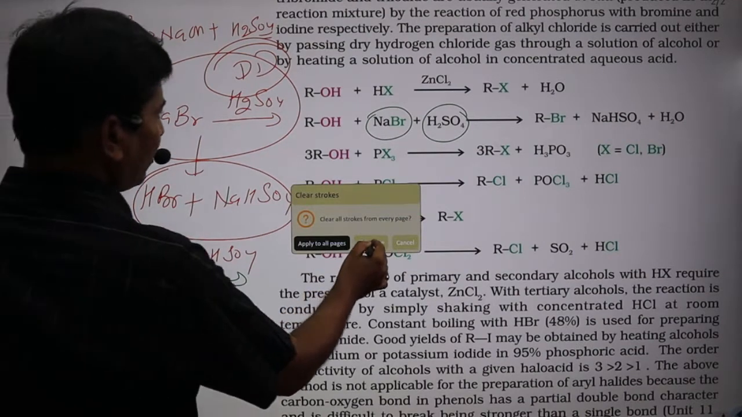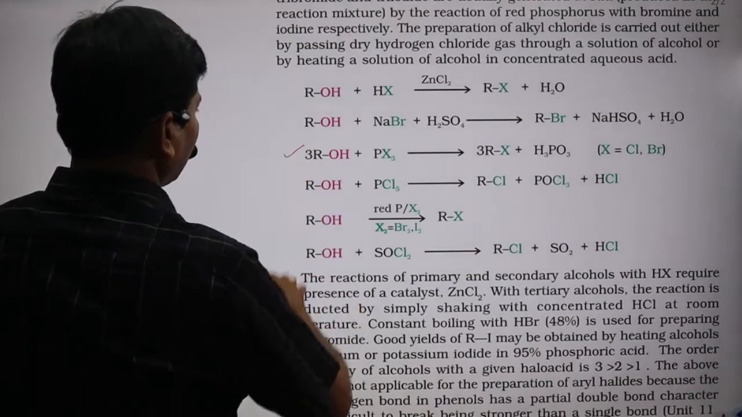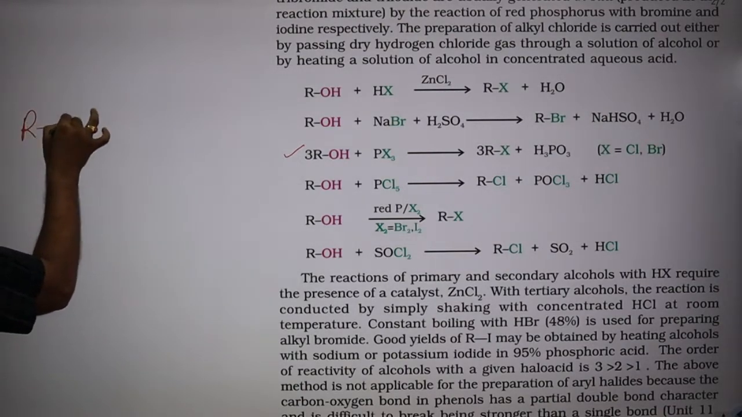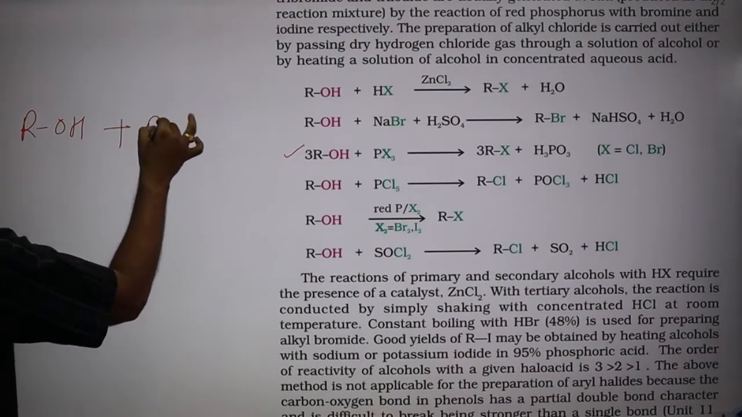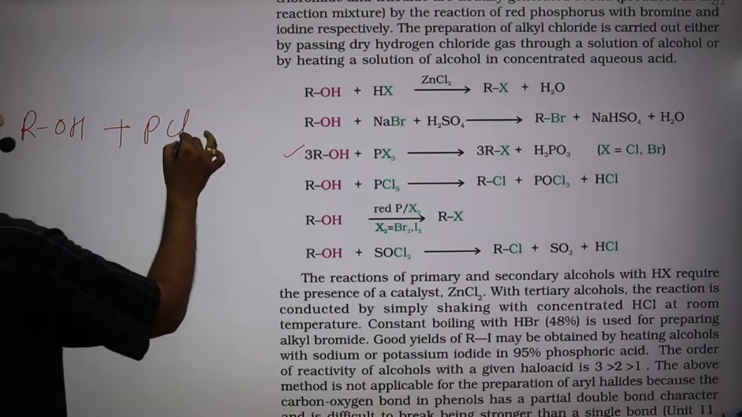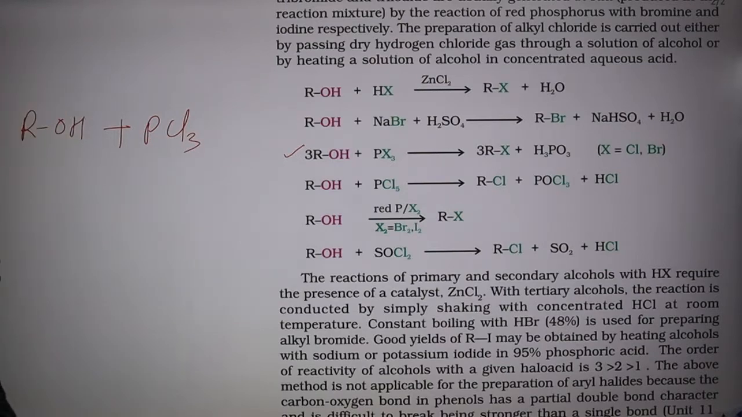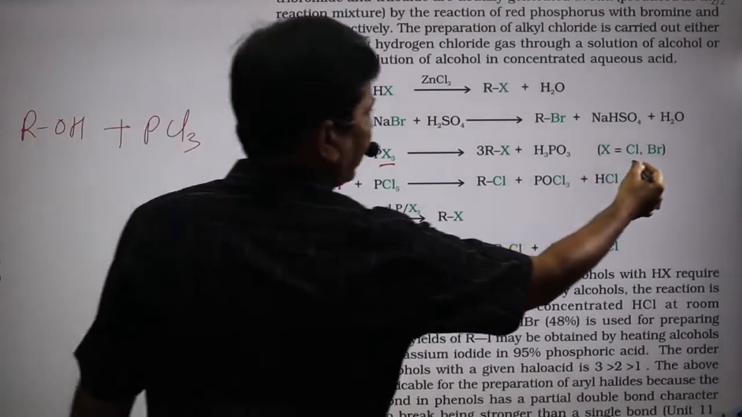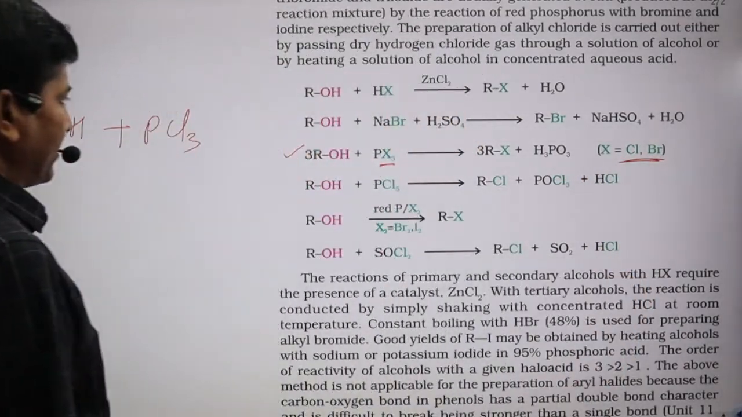Next reaction we have: alcohol reacting with phosphorus halides. We have alcohol ROH, and in this case PCl5 we can take. No, sorry, PCl3. First we have PCl3. Where it is talking about X, it means chlorine, bromine, or iodine.